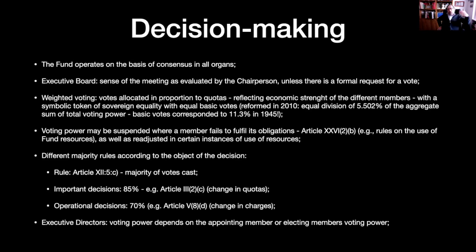Now, this rule of weighted voting is then carried on to the executive directors. Each executive director will represent the voting power of the member that appointed them. So the United States representative will have the 16-point-something% of votes of the United States. And a director that is elected by a constituency will have as many votes as the sum total of the states that form part of the constituency that elected him or her. So it's a system that tends to replicate the power structure of the IMF.